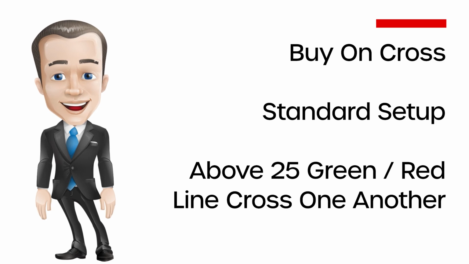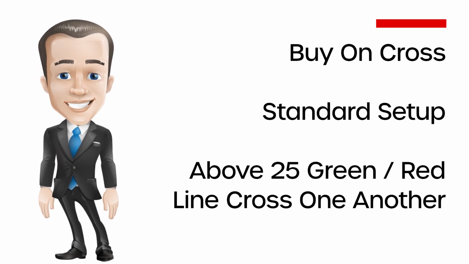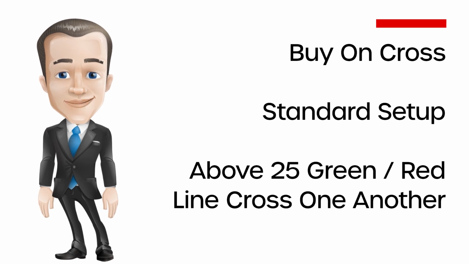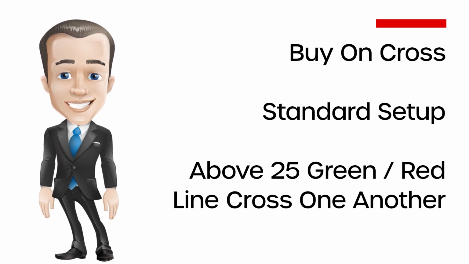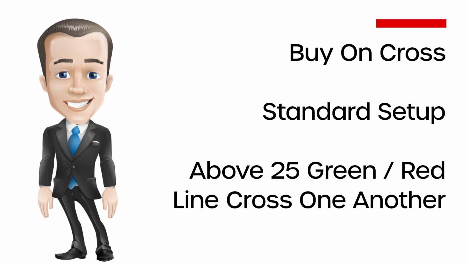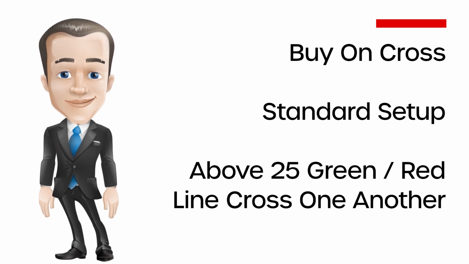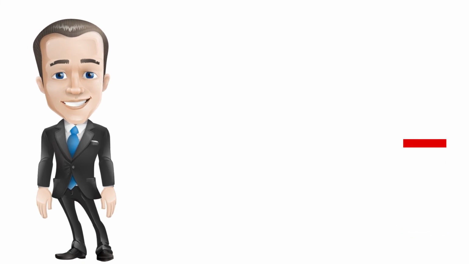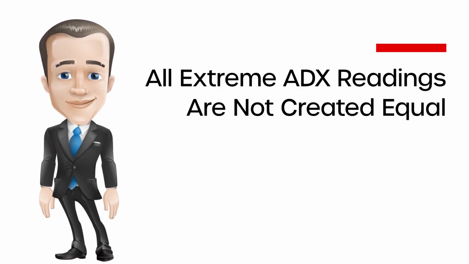Buy on cross. If you look on the web, this is a standard setup you will find. The ADX is above 25 and the green and the red lines cross one another. This will trigger an open order, and since the ADX is trending, you will avoid getting into a whipsaw situation. In the ADX indicator strategy, you will hold a position until the green line, the DM plus, crosses beneath the DM minus line. Extreme ADX readings are not created equal.